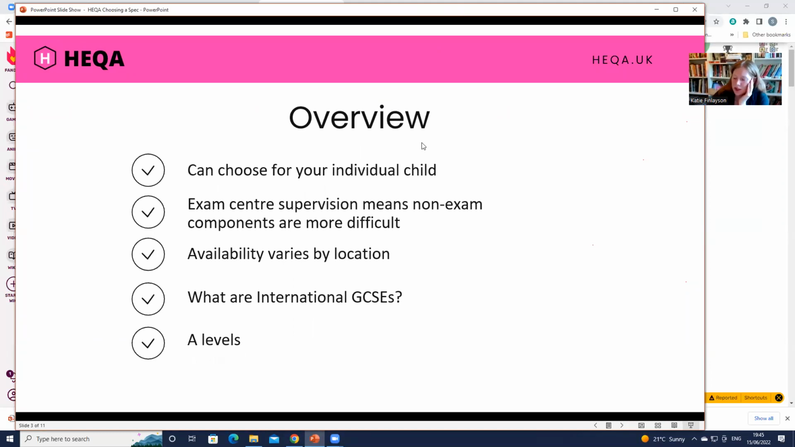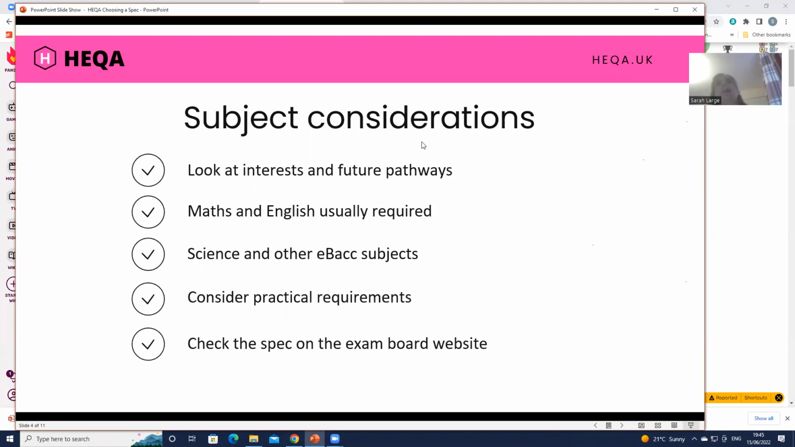Okay, that was a bit more detail than an overview, but there we go. Subjects. So how do you decide what subjects? One of the first things to do, if they've got an idea of what they want to do going forward, is have a look at what they might need for university courses that they might want to go on to, or level 3 courses, by which we mean BTECs, T levels, A levels. College websites tend to tell you what they need to get onto a particular course.